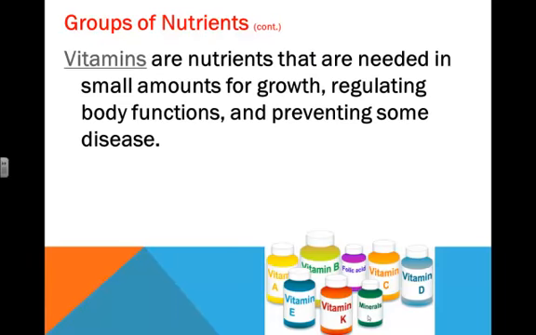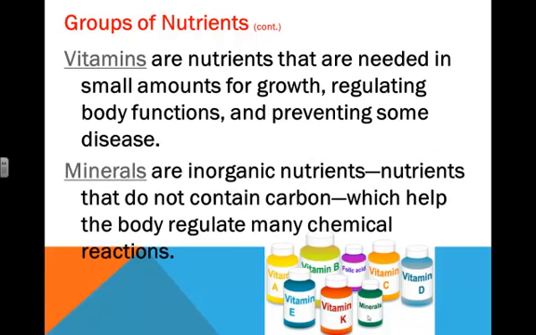Vitamins are nutrients that are needed in small amounts for growth, regulating our body functions, and preventing some diseases, such as scurvy with vitamin C. When they didn't have a lot of vitamin C, they would get scurvy, which is a disease of the gums, and they bleed and other things.